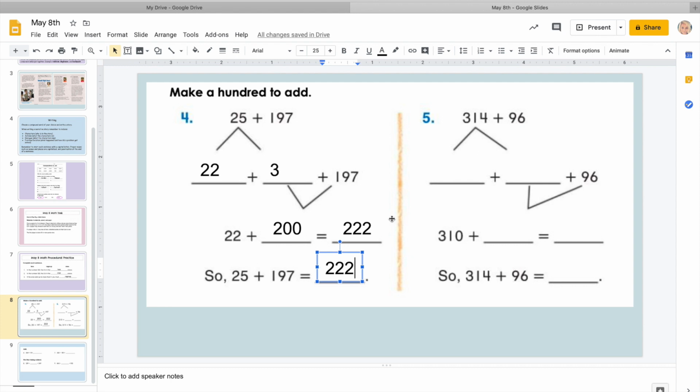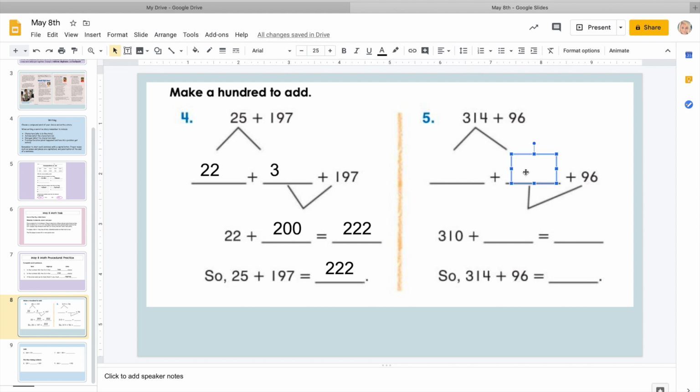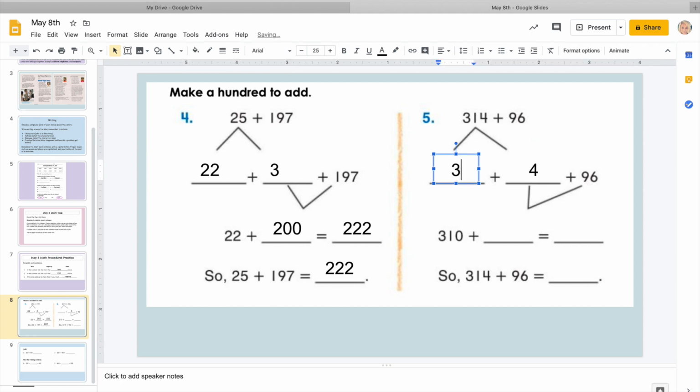Number 5, we're going to do the same thing. We have 314 plus 96. 96 is so close to 100, so we're going to borrow some from 314. We're going to break that apart, decompose it, enough to make 100, and then whatever is left, we will add to that 100. 96 is 4 away from 100, so we know we're going to have to add 4. And if we take 4 away from 314, decomposing that, what is left is 310.